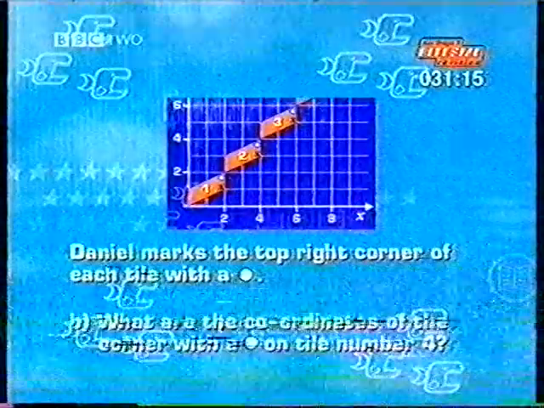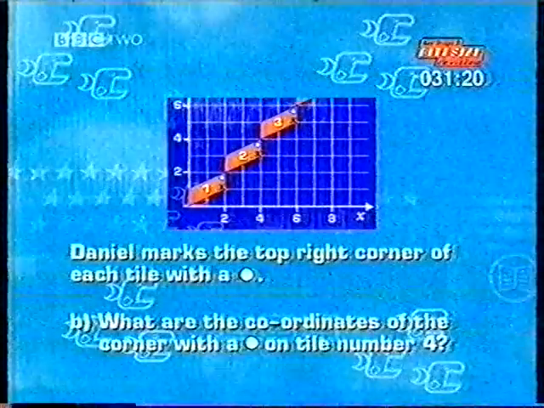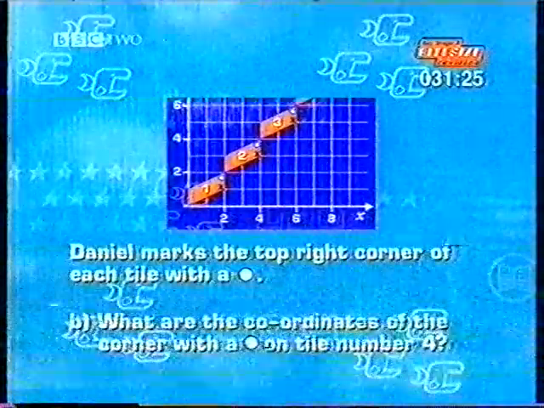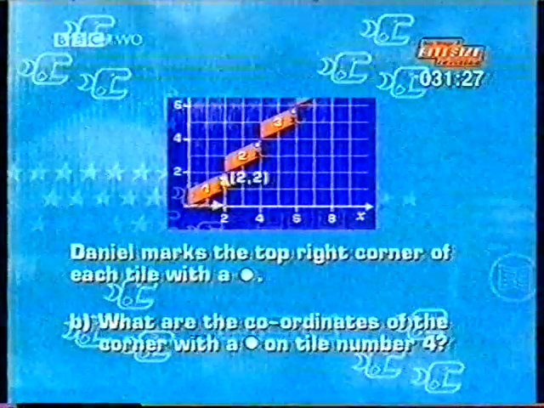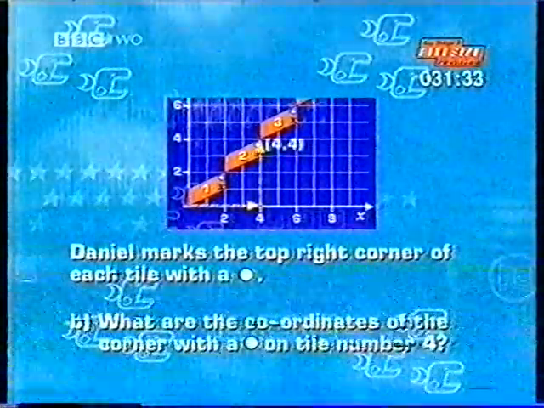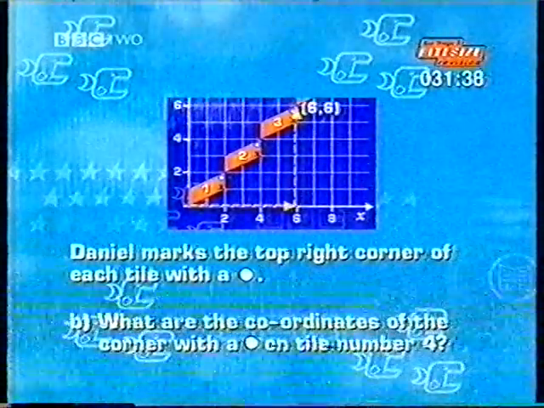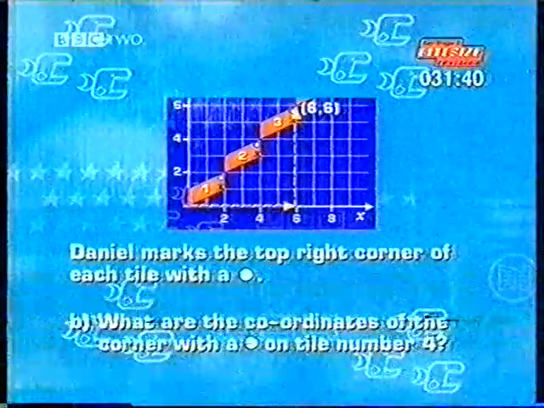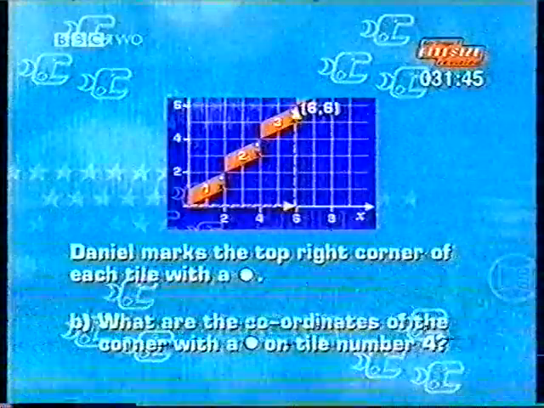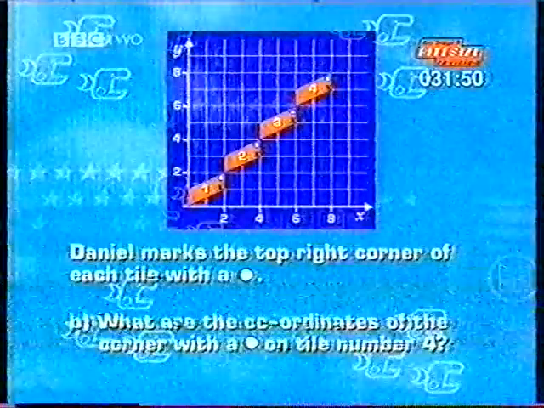Part B asks, what are the coordinates of the corner with a circle on tile number 4? We can see the coordinates of the corner with a circle on tile number 1 is 2, 2. On tile number 2, we worked it out to be 4, 4. And on tile number 3, it is 6, 6. So we might expect the corner for tile number 4 to have coordinates twice the tile number 2. That's 8, 8. But let's just check by extending the diagram a little.